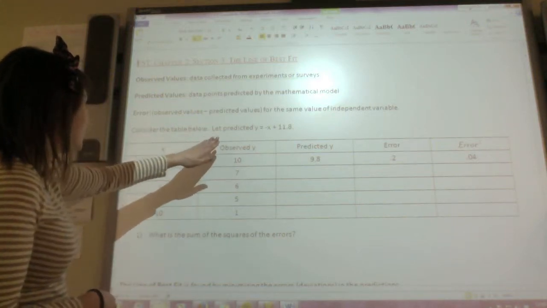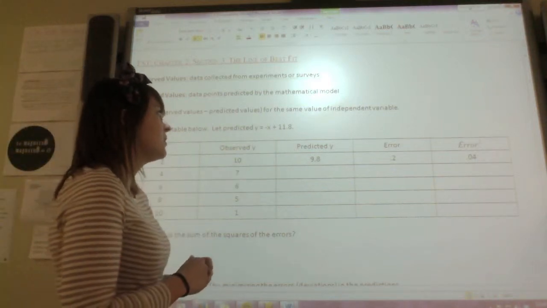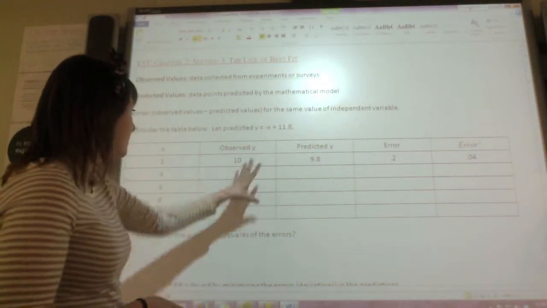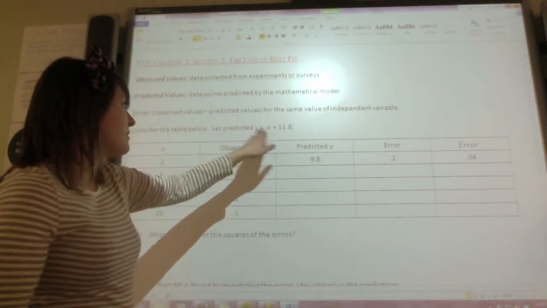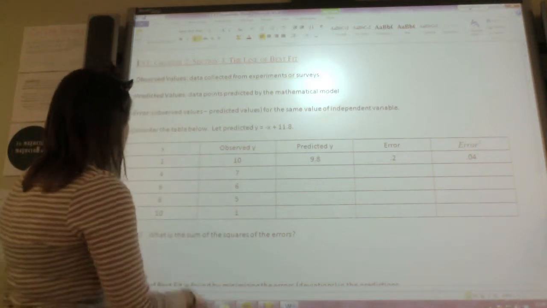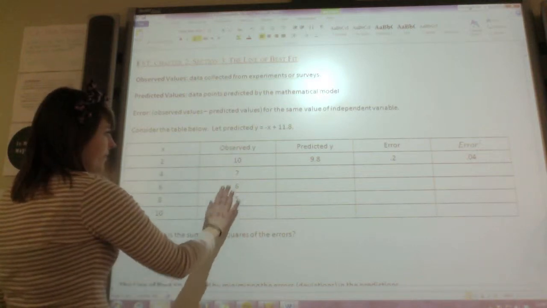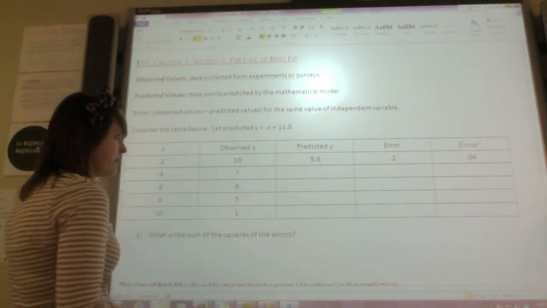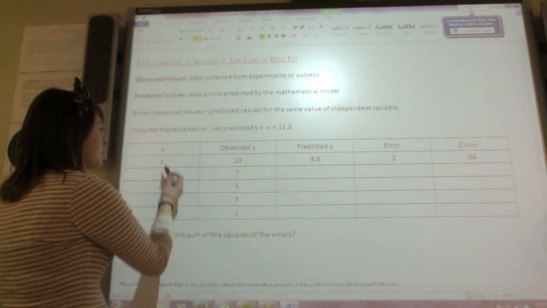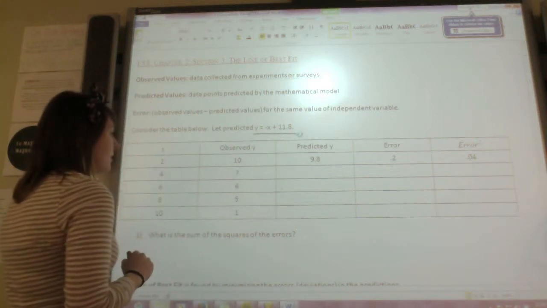Let's consider the table below. Let the predicted equation be y equals negative x plus 11.8. So in other words, I'm modeling these real-life data points with this equation. So these are my actual x values, these are my actual y values, so this would be considered my observed y. If I want to find my predicted y values, I'm going to plug these x values into this mathematical model here.